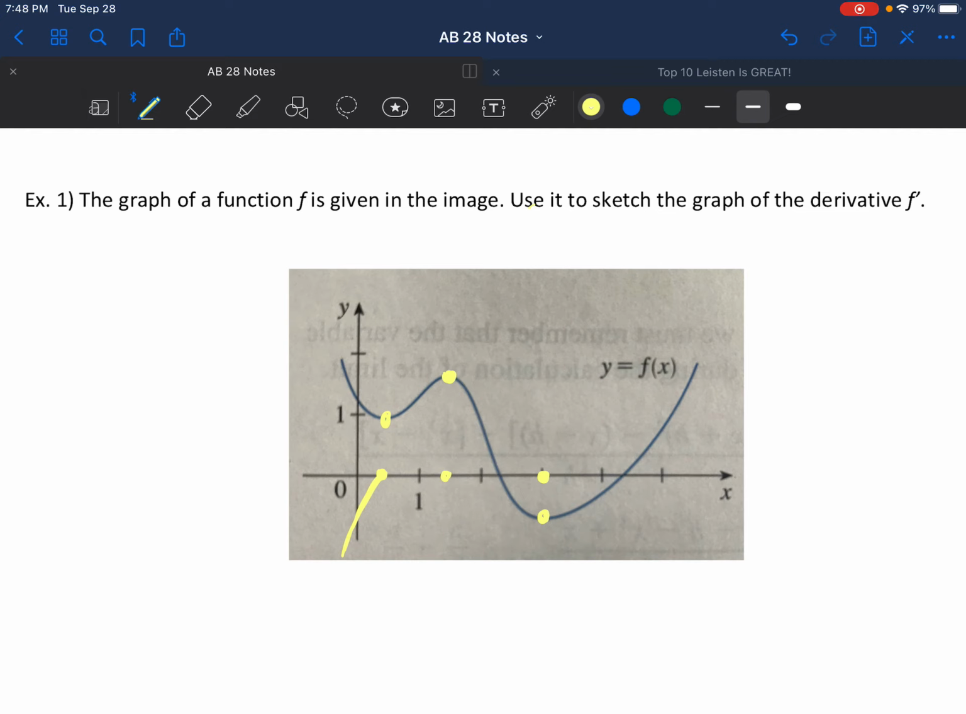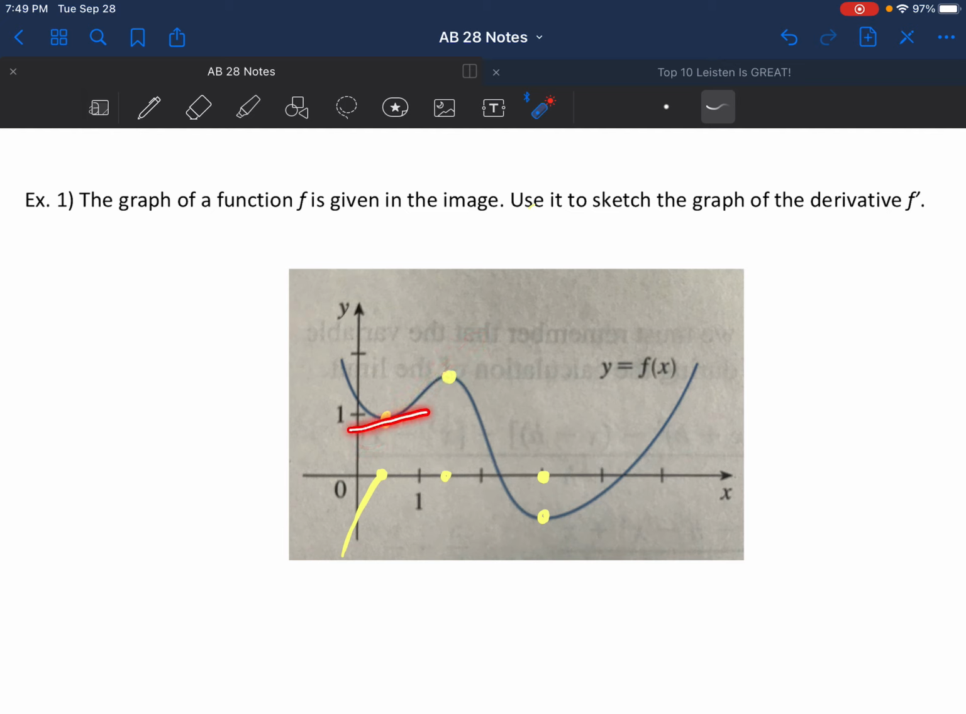Below the x-axis, that means the derivative, the slope, is going to be negative. In between those two zeros, from that horizontal tangent to the next horizontal tangent, our graph is increasing. We've got a positive slope at any point along the way there.